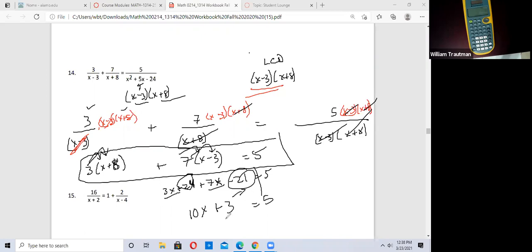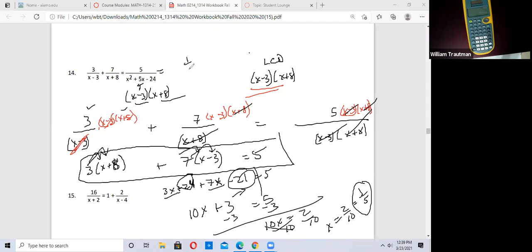I get the 3 to the other side by subtracting 3. And I got 10x equals 5 minus 3 is 2. Then divide by 10, divide by 10. And x equals 2 over 10, which reduces to 1 over 5 when I put it in my calculator. So the answer to number 14, x equals 1 over 5. If I did everything correctly, hopefully I did. So the key, if you remember, is find the LCD, multiply each of these fractions by the LCD. That gets rid of all of the bottoms. And so then you're just left with this to solve for x and go through the solving steps.